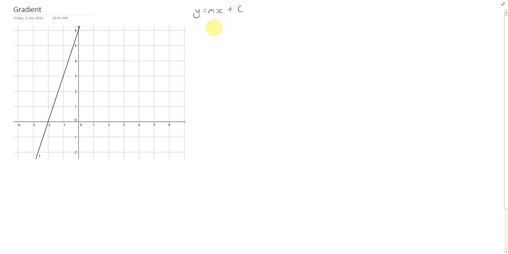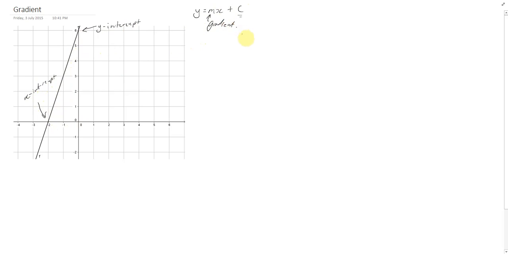And there are really only three features of a linear graph, and you can see a linear graph here. Those three features are this bit here, which is the y-intercept, which of course is going to be the same as c here. There's this bit here, that's the x-intercept. And perhaps the most important feature is how steep this thing is, which is this m, and it's called the gradient.